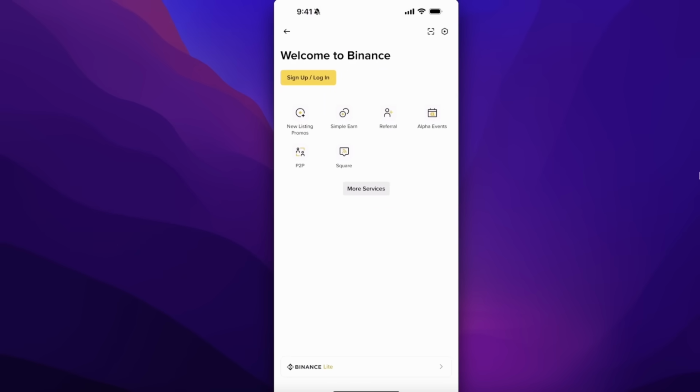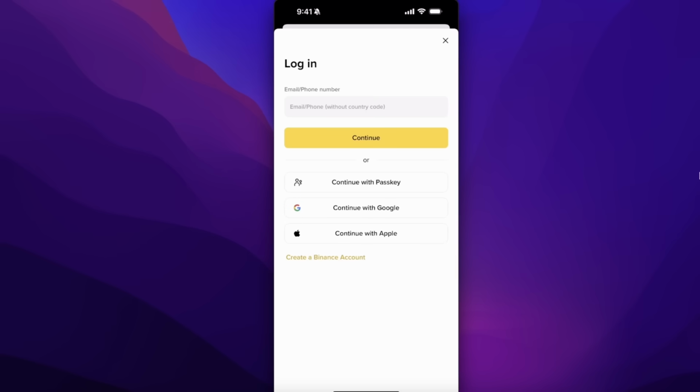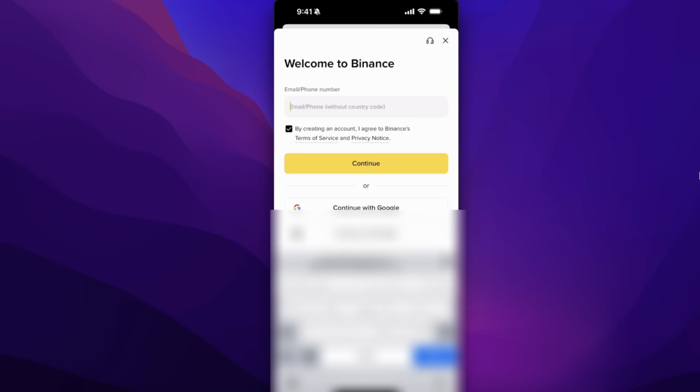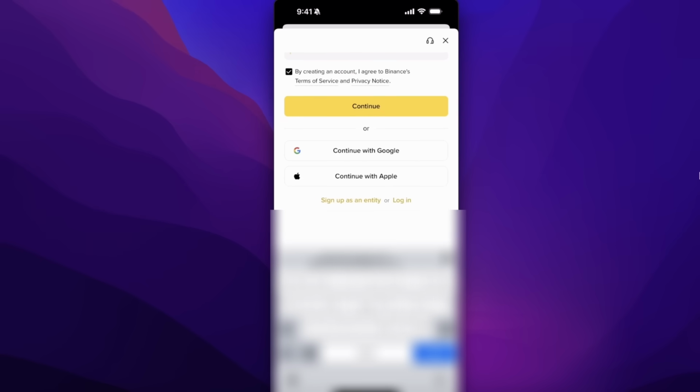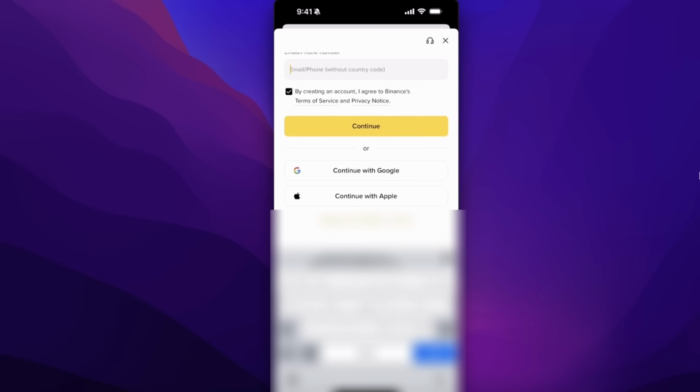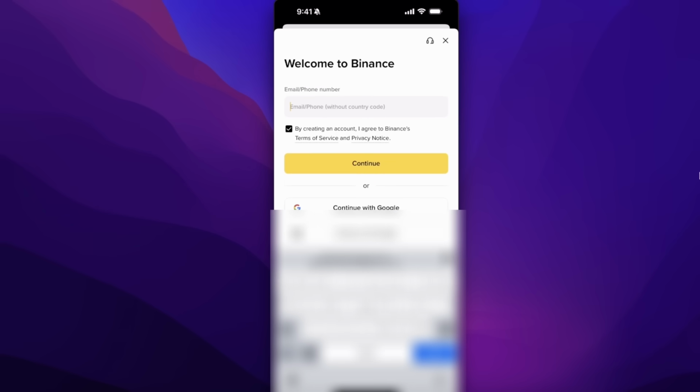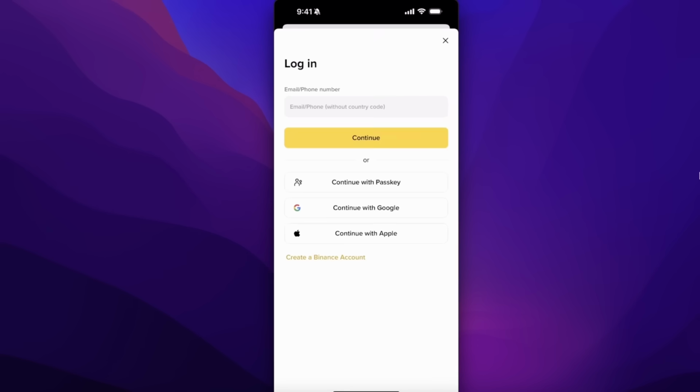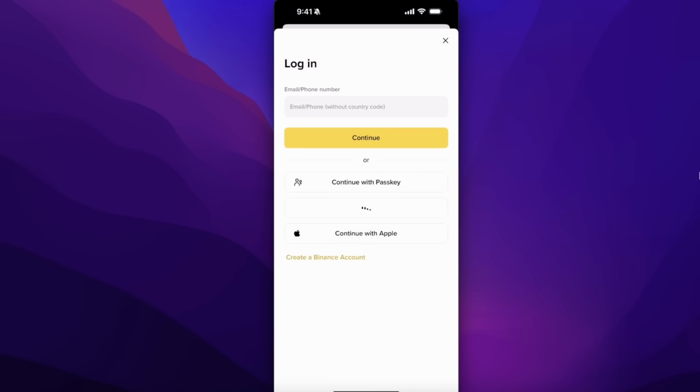So on your top left, you're going to click on these three lines and then click on sign up/login. Now, to create your Binance account, you're going to click on create Binance account. Once you do that, you can see you can add your email and then proceed with your sign up. When you're signing up for Binance, the most important thing is to have any sort of identity verification on hand. So usually you would want to use maybe your ID card or passport or a driving license to verify your identity.